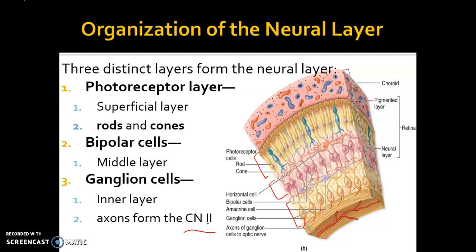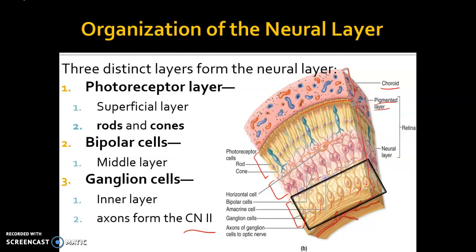In this picture, these are the photoreceptor cells, rods and cones. These are the bipolar cells, and these are the ganglion cells. I want you to notice one thing. Outermost we have the choroid, this layer which has a lot of blood vessels. Then do you see these tan colored cells? This is the pigmented layer, and then this whole thing is the neural layer.